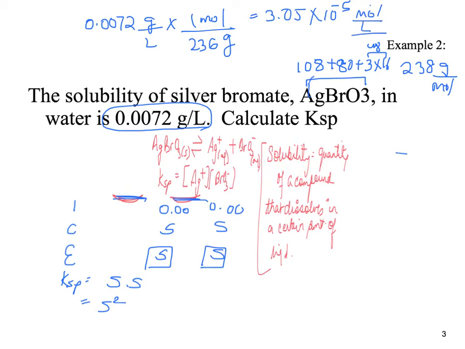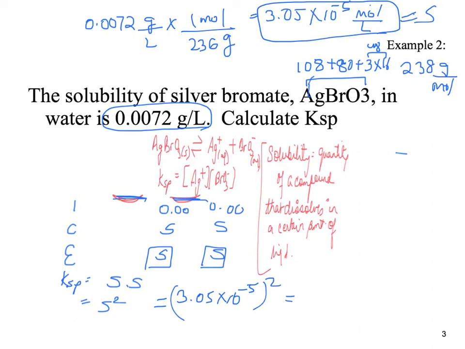And this is also going to be the molar concentration at equilibrium. So that's the value of S basically. So I'm going to say that 3.05 times 10 to the negative fifth, and we square that. So that's going to be roughly 9, but I'm still going to put the number just for the sake of argument, 9.31 times 10 to the negative 10. This is going to be your KSP.